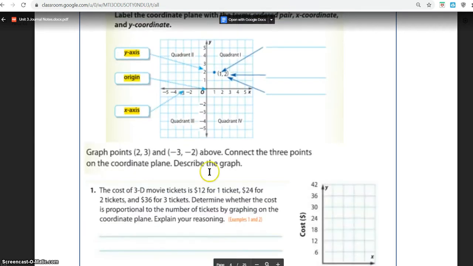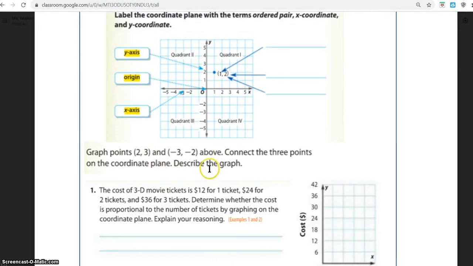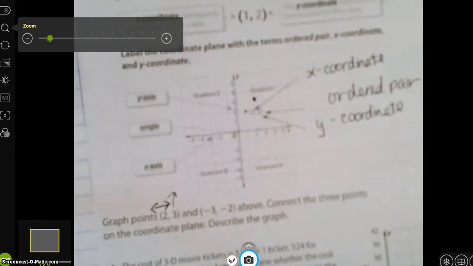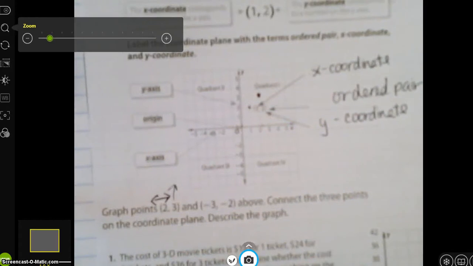As we go down, it says graph points (2, 3) and (-3, -2). So that's what we're going to do together first. I already have everything written here, and I know mine's harder to see, but hopefully you can see well enough. So graph point (2, 3). Remember, we start here at the origin. The first number tells us left or right. In this case it's positive, so it's right. I go 1, 2. The second number is 3, and that's positive, so it tells me to go up. So I go over 1, 2, up 1, 2, 3. Normally we would label that A or B or something, but it's not telling us what to label it. So this is just a little practice graphing.